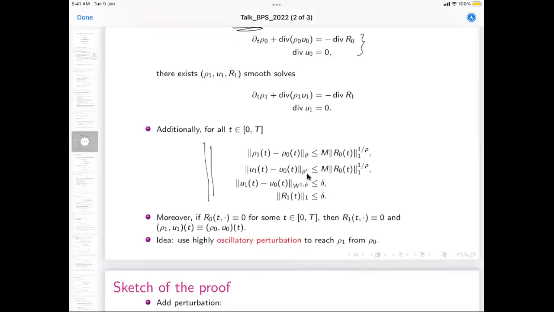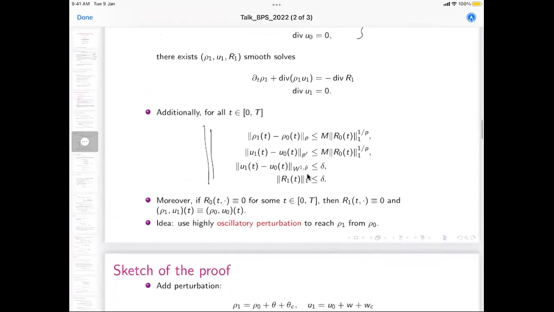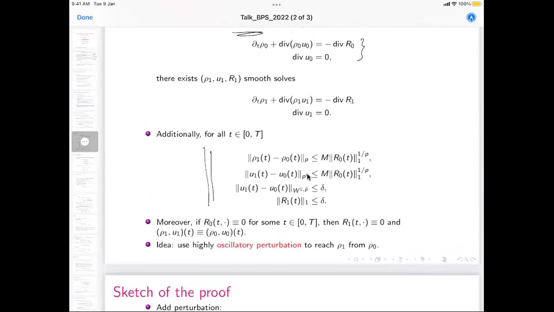Here, if you see it for the first time, you'll be surprised. First of all, I want to propagate these norms: the LP norm of rho, the LP prime norm of U, and also the W1 P tilde norm of U. So I keep them in the iteration. And the idea is that this R1, this error term, at each step I want to minimize this error. I start with R0, and my aim is that R1 should be much smaller than R0 in some way.